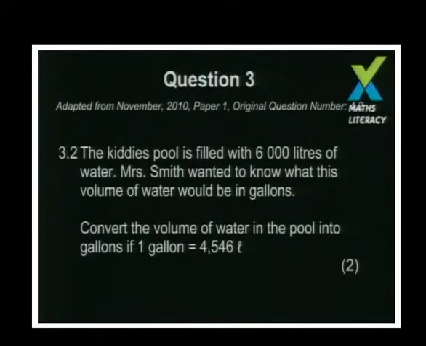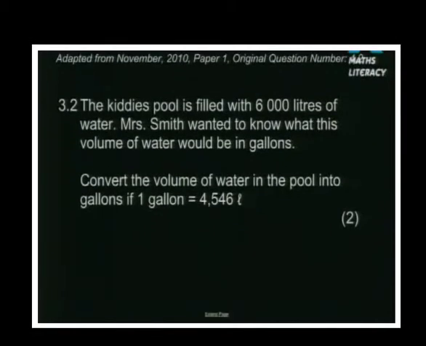Okay, we haven't finished the question. There's another part to it. And the next part says this: the kiddies' pool is filled with 6,000 liters of water. Mrs. Smith wanted to know what this volume of water would be in gallons. Convert the volume of water in the pool into gallons if 1 gallon equals 4,546 liters of water.